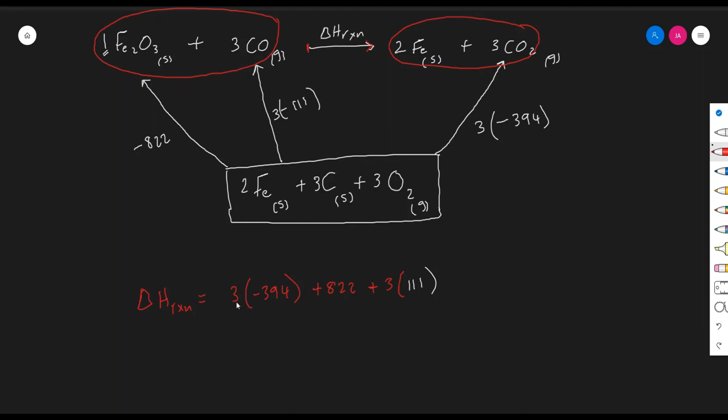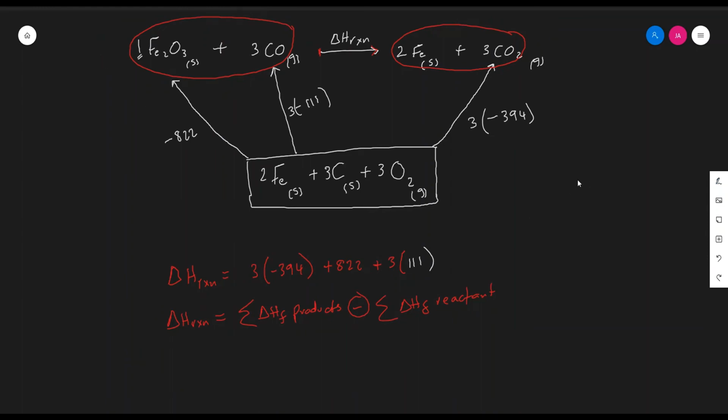This follows the general rule for calculating enthalpy changes of reaction when given enthalpy changes of formation, which equals the sum of the enthalpy changes of formation of the products minus the sum of the enthalpy changes of formation of the reactants. And this is what was done here. The sign of the products remained the same, while the signs of the reactants were flipped, which is the function of this negative sign here.